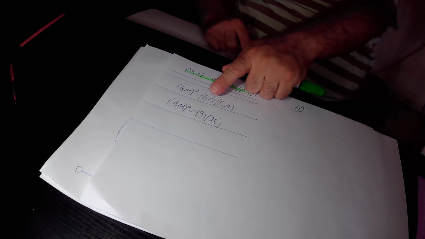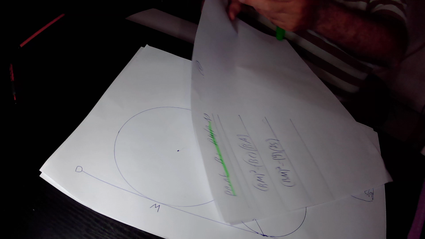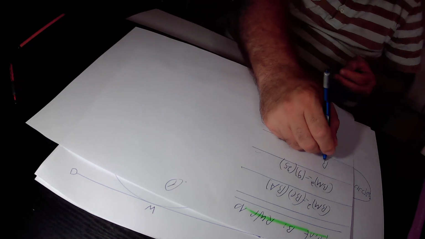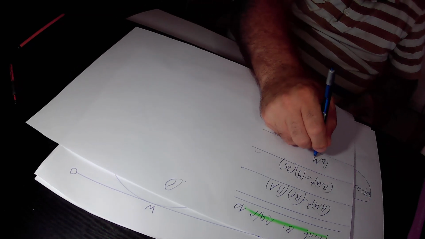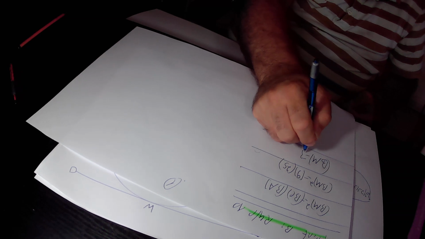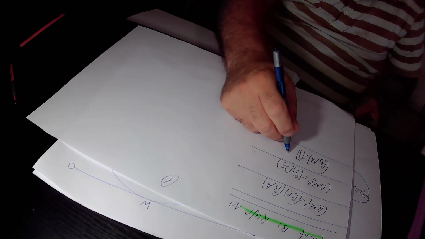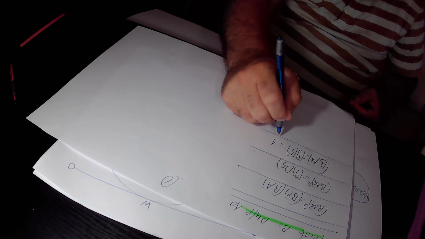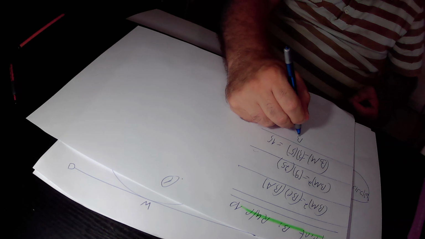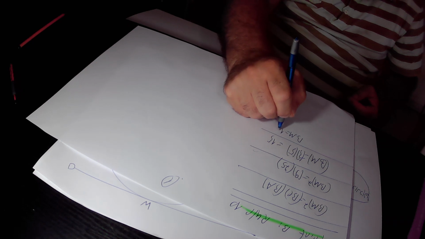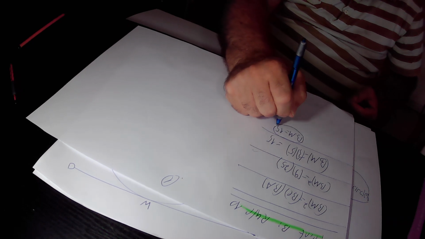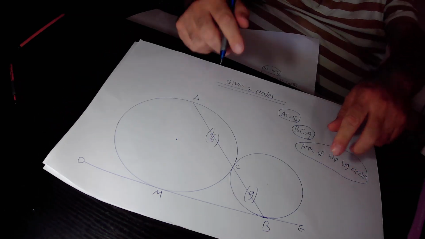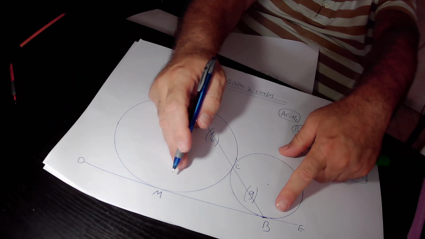Here we take a root of this equation, and we get that BM equals the square root of 9, that is 3, times the square root of 25, that is 5. So in total, BM equals 3 times 5, that is 15. So the length of tangent BM is equal to 15 units.